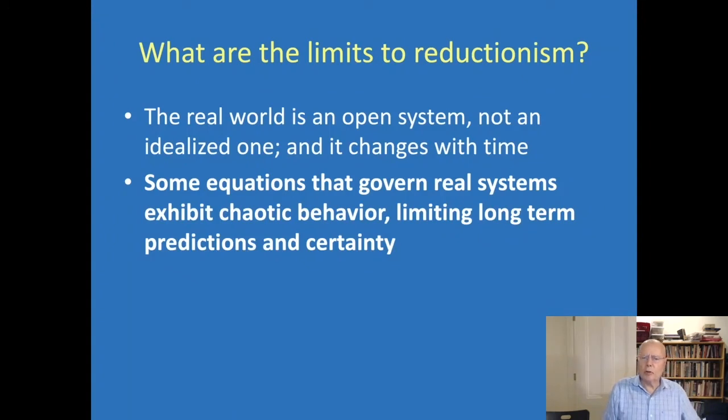So the real world is an open system, and some equations that govern real systems exhibit chaotic behavior, and this limits long-term predictions and uncertainty. You can imagine the equation that I showed you is a very simple one, a very simple feedback equation. You can imagine what happens when you have hugely complicated systems like weather. This is why there's the famous saying, a butterfly flapping its wings in China can lead to a hurricane in the Atlantic. Very small changes in initial conditions can lead to very different outcomes.